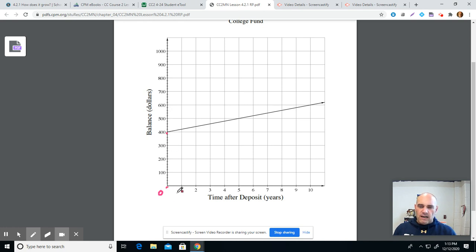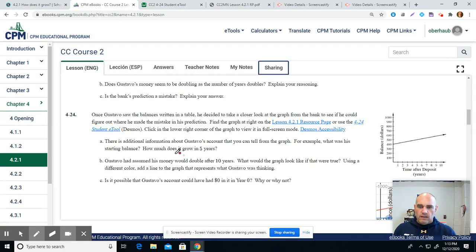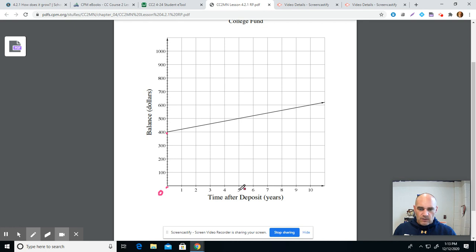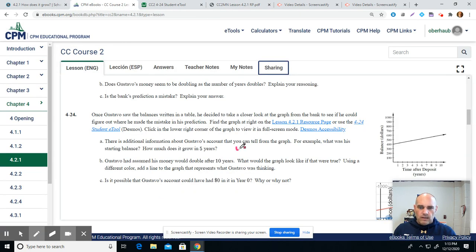And then remember we talked that every year it went up by 20. So the next question they want to know is how much does it grow in 5 years? If I go back to my graph, here's 5 years. If I go up to here, I notice that it is at 500 now. So it was at 400. After 5 years, it's now at 500. So how much did it grow? Well, it grows $100 in 5 years, which is what we talked about in earlier questions. That is going up by $20 every year.